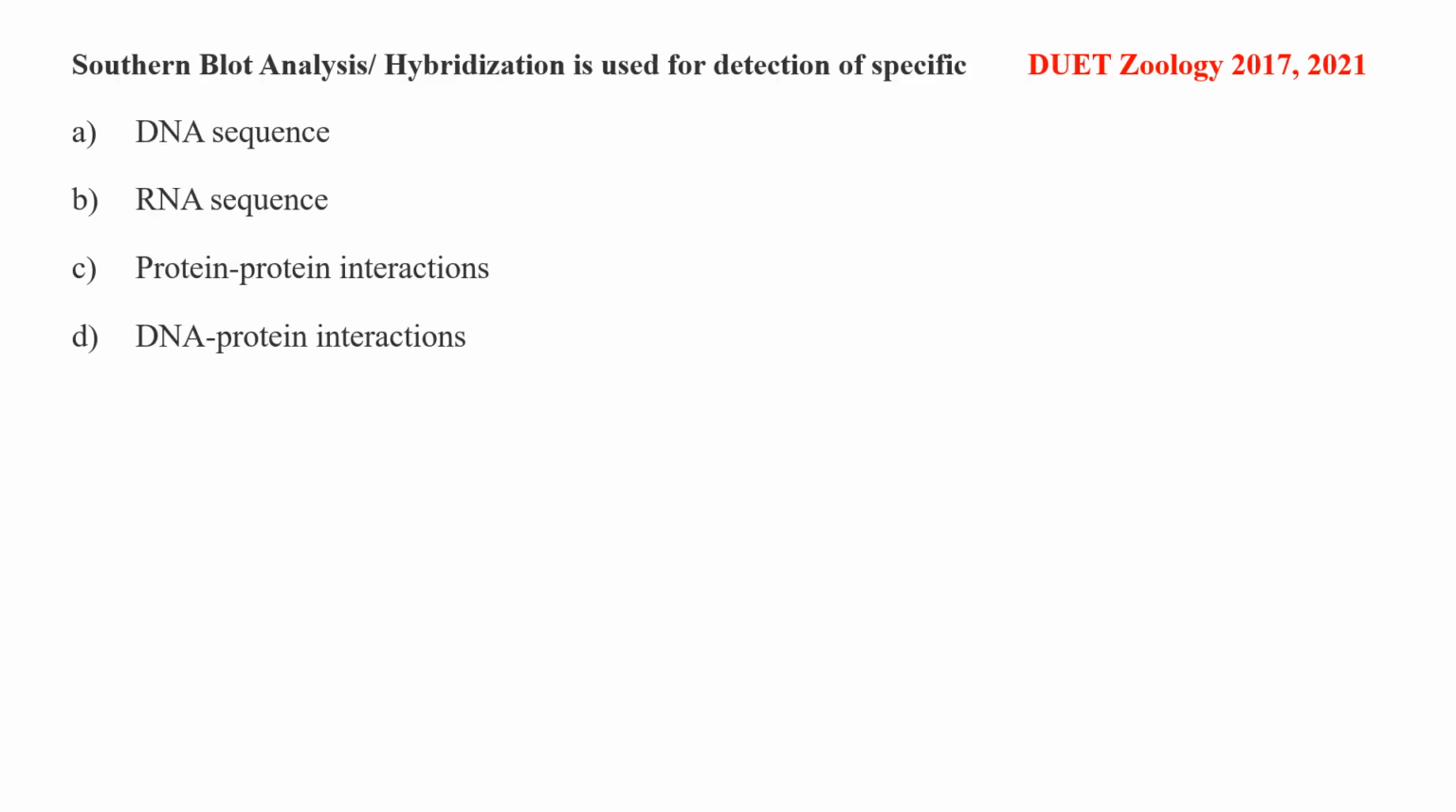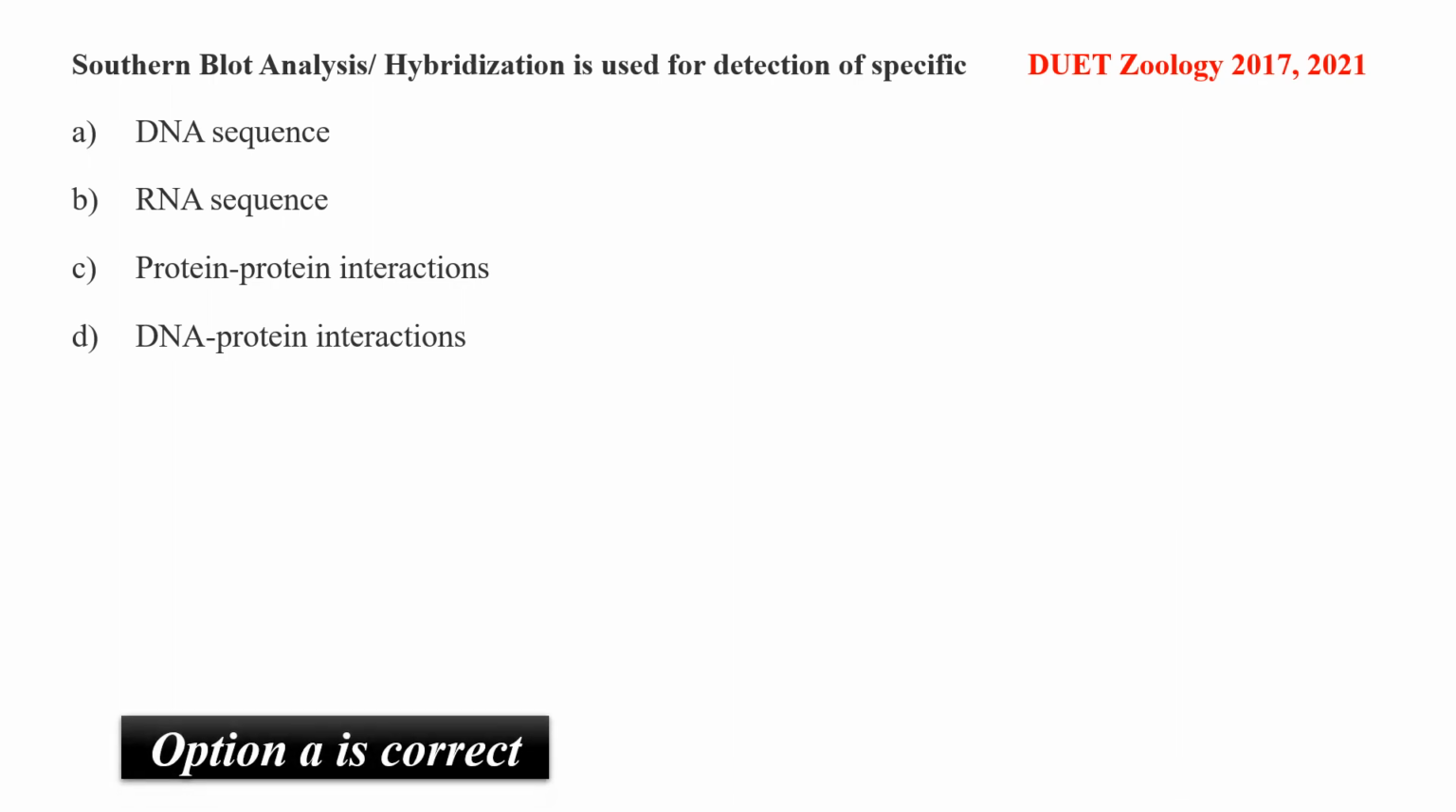Southern blot analysis is used for the detection of a DNA sequence, RNA sequence, protein-protein interaction, or DNA-protein interaction. Southern blot is basically used to detect specific DNA sequences by using specific DNA based probes in a DNA sample. So hence option A would be the correct answer.